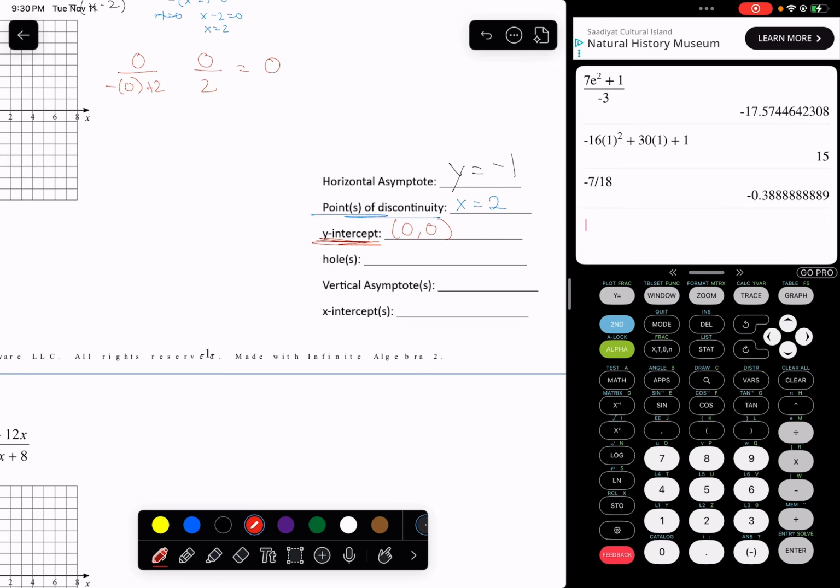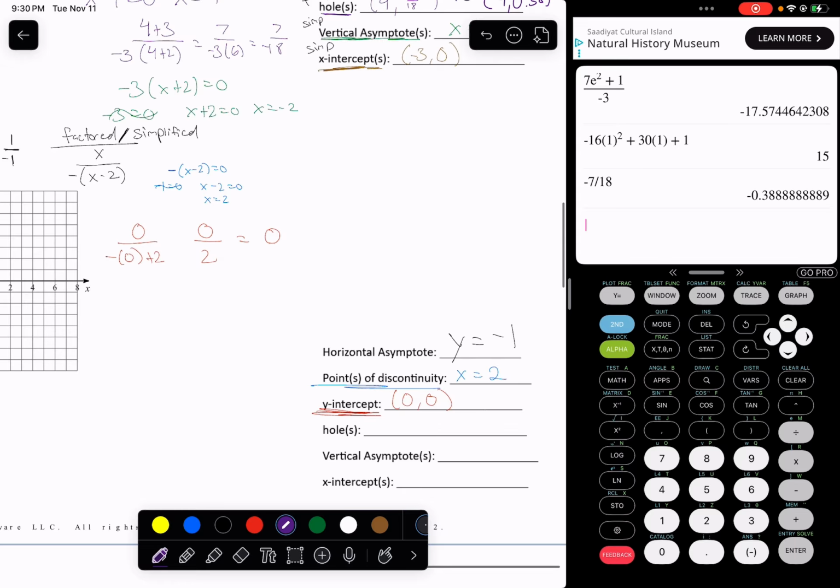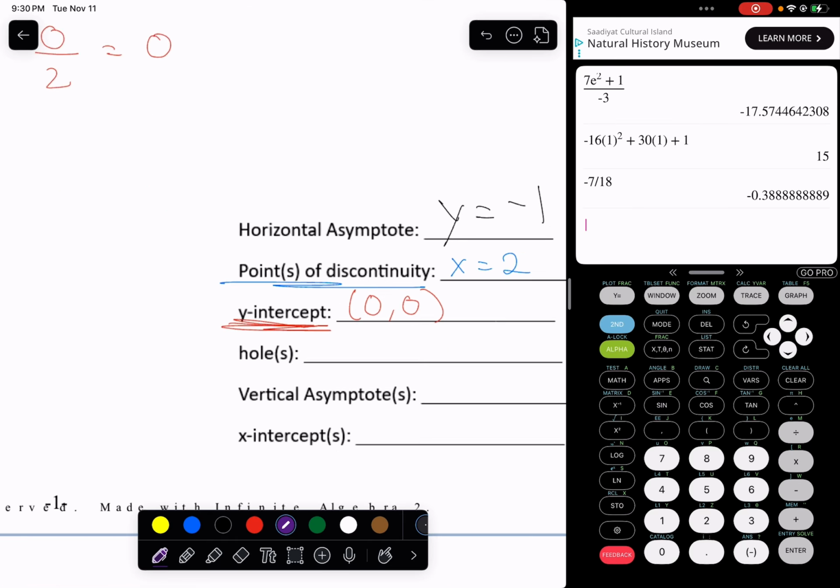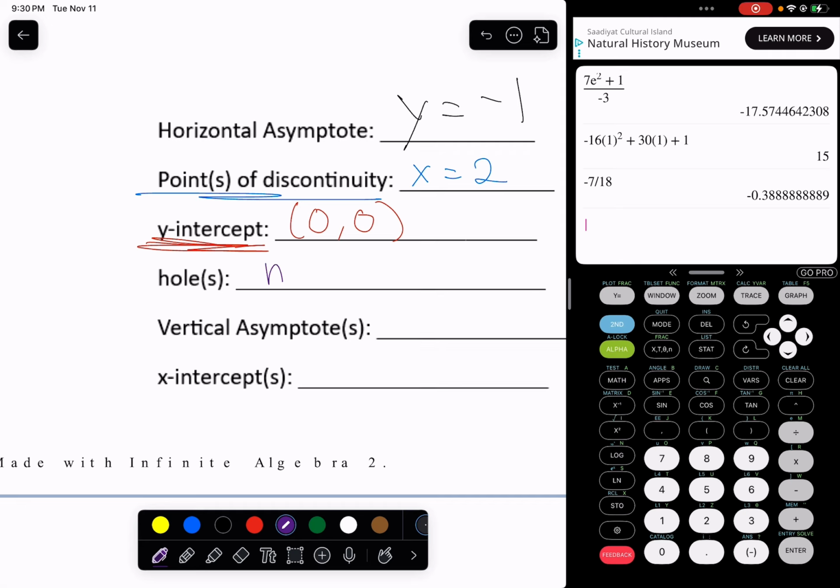All right. Now in this case, right, we know to find the holes, we need to look at the difference between the factored form and the simplified form. Well, it's literally the same thing, right? Nothing canceled. When nothing cancels, you have no holes. You would just put none.